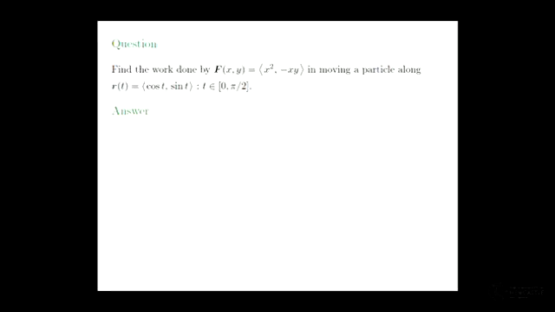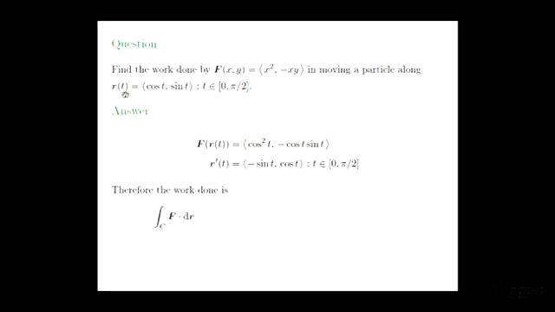So if you're asked something like find the work done by this force field in moving a particle along this curve, then we just have to follow the prescription that we just laid out. First we need to take our force field and evaluate it at our curve. So x gets cos t, so this becomes cos squared t, and y gets sine t, so minus xy becomes minus cos t sine t.